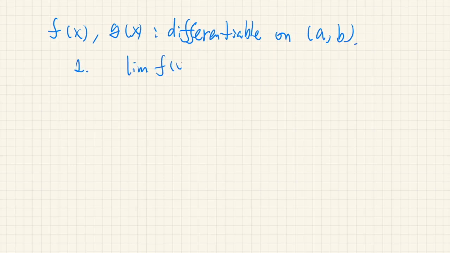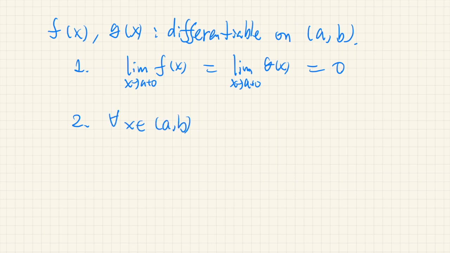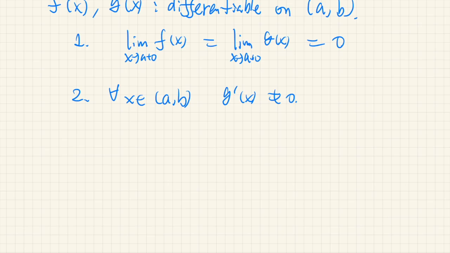1, the limit of f of x as x goes to a from the right is equal to the limit of g of x as x approaches a from the right. They are both 0. And 2, for all x in the interval, g prime of x is non-zero. And 3, the limit of f prime of x over g prime of x as x goes to a from the right exists.